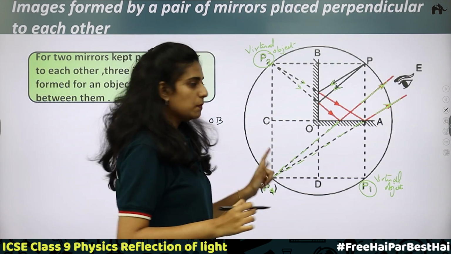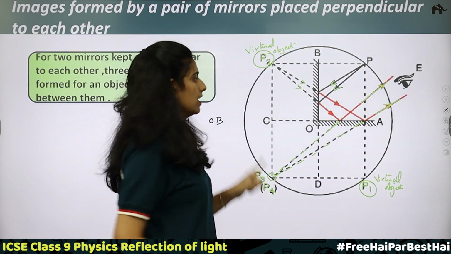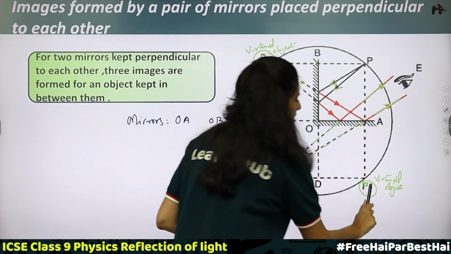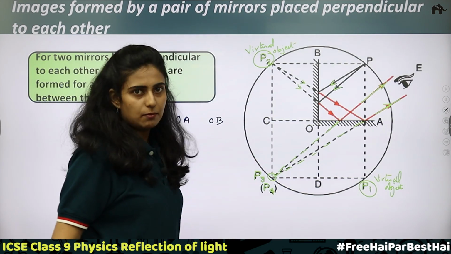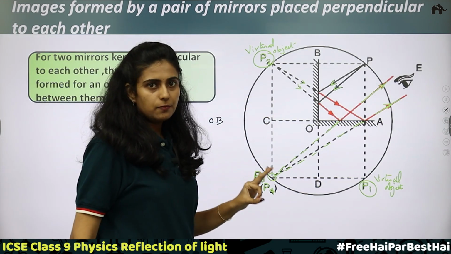So you can see that P3 and P4 are at same point. Okay, so total, how many number of images are obtained? You can see P1 is the first image, P2 is the second image, P3 and P4 are the same, which means P3 is the third image. So 3 images are obtained.